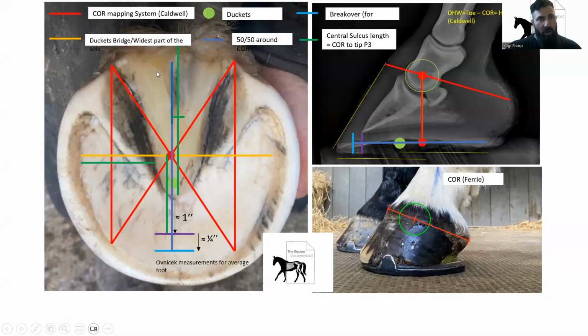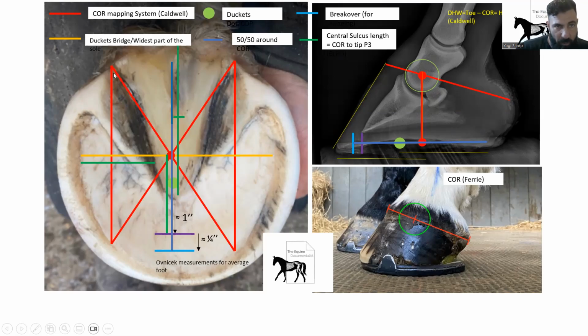Okay, so now I mentioned earlier about the center of rotation. So here we can see the center of rotation, okay? This red dot here in this green circle. The center of rotation is the point at which the hoof rotates around, okay? It's an axis, so it's a pivot point for the hoof. So it's become a very important reference point in farriery for creating proportions around, okay? So when I say proportions, I mean the amount of toe compared to the amount of base of support behind. Creating proportions around that point has become very important in farriery.